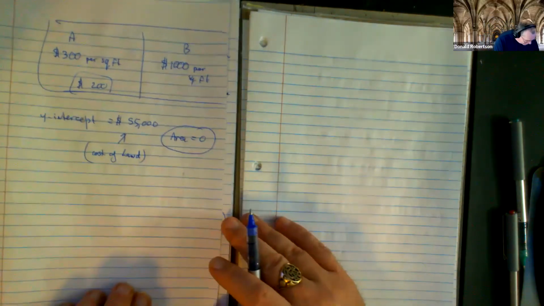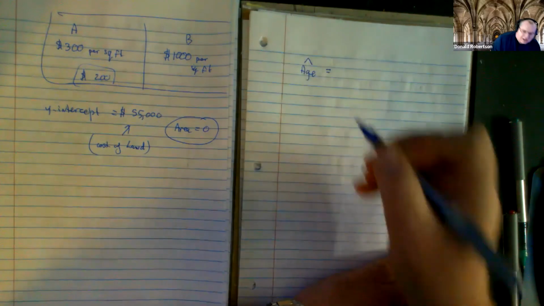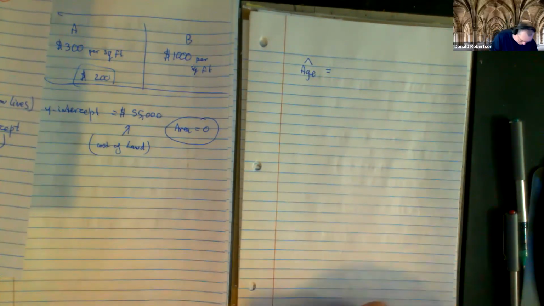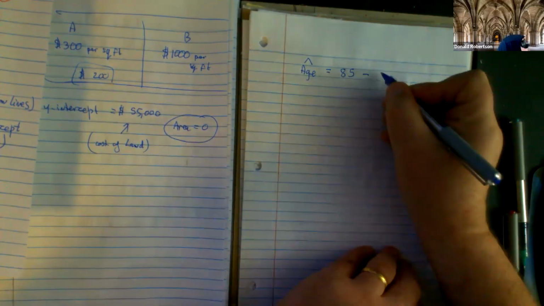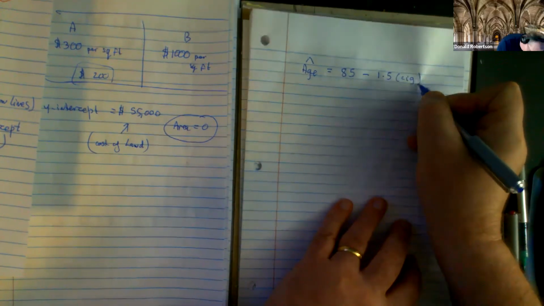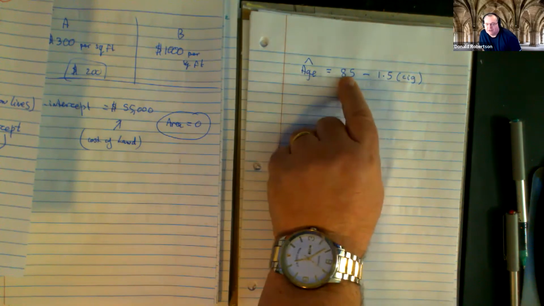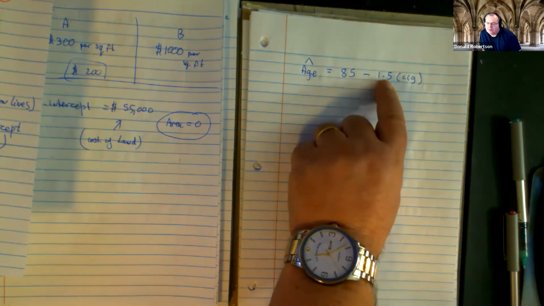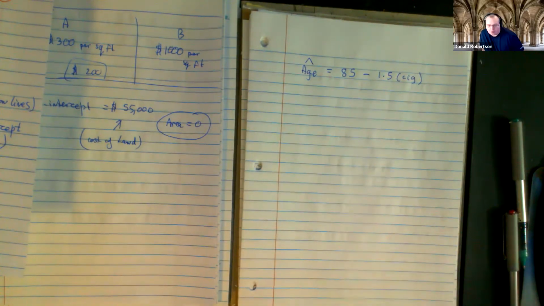Right. So let's look at another one, and this time we are going to do this formula. The predicted age that you are going to live to is 85, take away 1.5 times the number of cigarettes you smoke per day. Right? So the predicted age of a person is 85, take away 1.5 times the number of cigarettes that they smoke per day. So we've got a regression model.